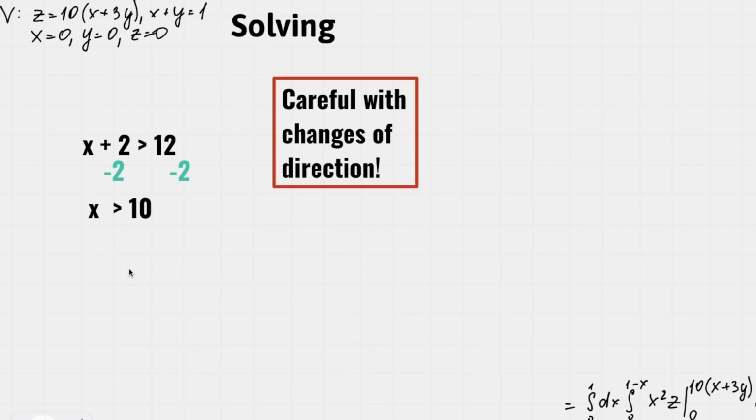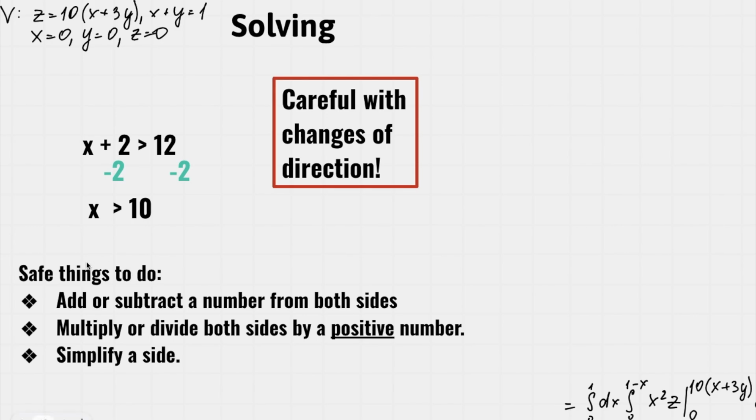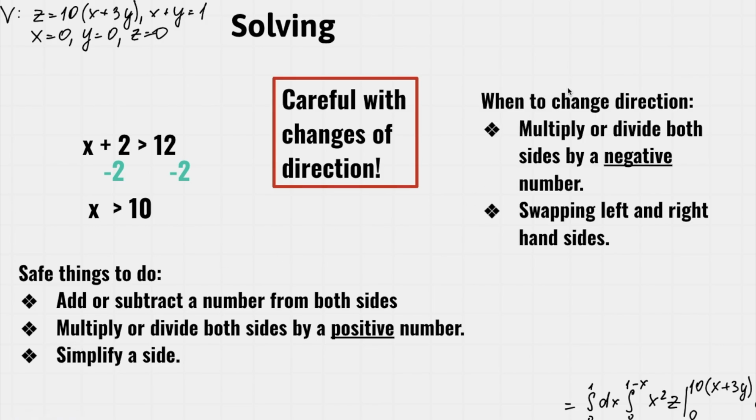You also have to be careful with the changes of direction though, because as you remember with our rules, the safe things to do, when the sign does not change direction, are that you can add or subtract a number from both sides, just as we did here. You can multiply or divide both sides by a positive number. Remember, if you multiply by a positive number, it won't change sides. Or you can simplify a side. Now, the direction changes when multiplying or dividing both sides by a negative number. That's a really important rule we have to remember. And when swapping left and right hand sides.